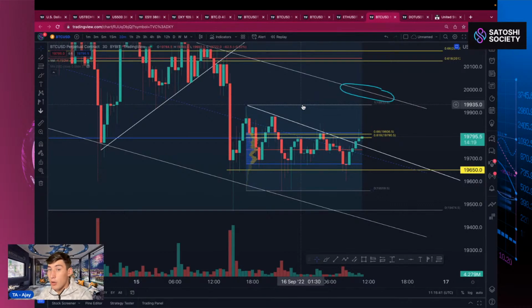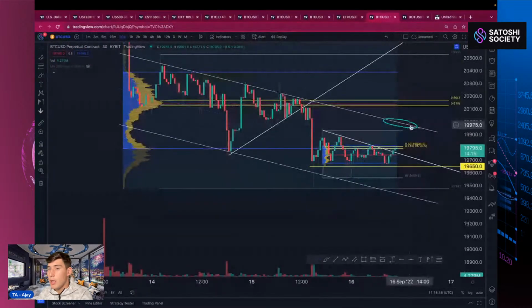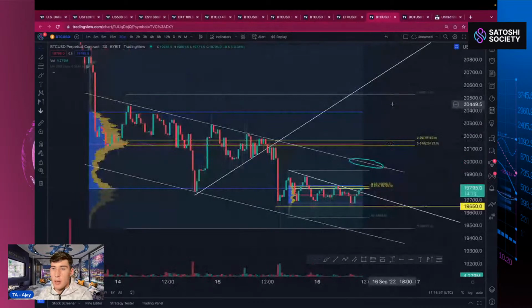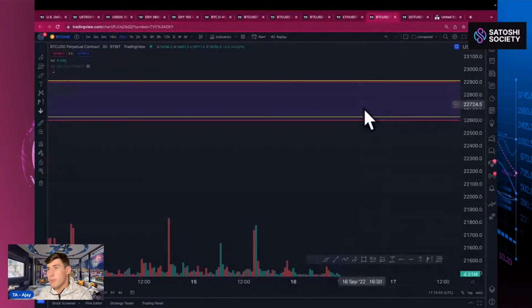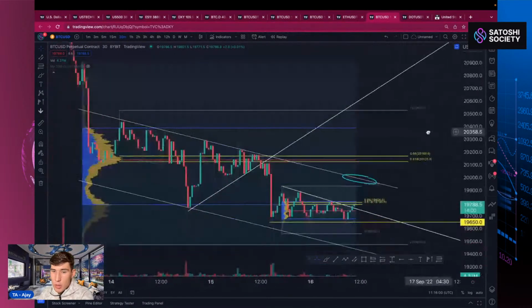then the likelihood of it is we are going to come and retest this channel, this descending channel up here. If we break out of that, then we'll most likely come up to $20,500 approximately. And if we break above this swing high up here, then we could see the price come all the way up to this major resistance up here, where I would then be going short. So that's what I'm looking at.